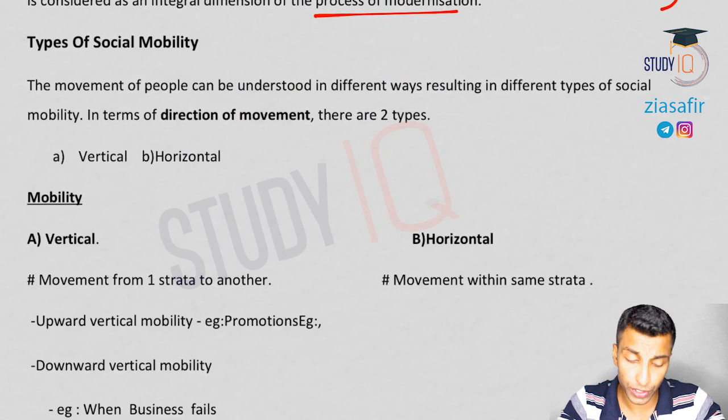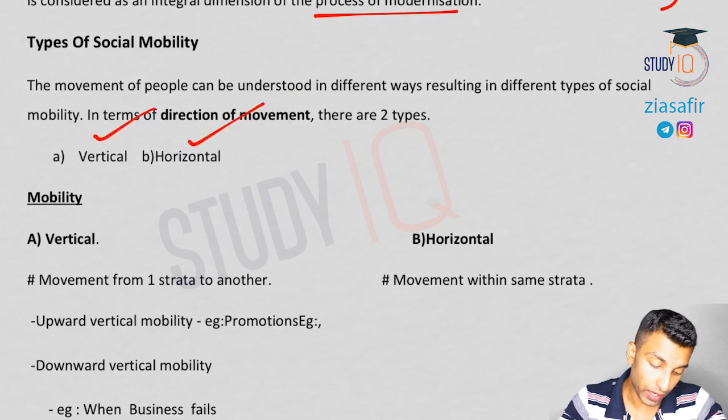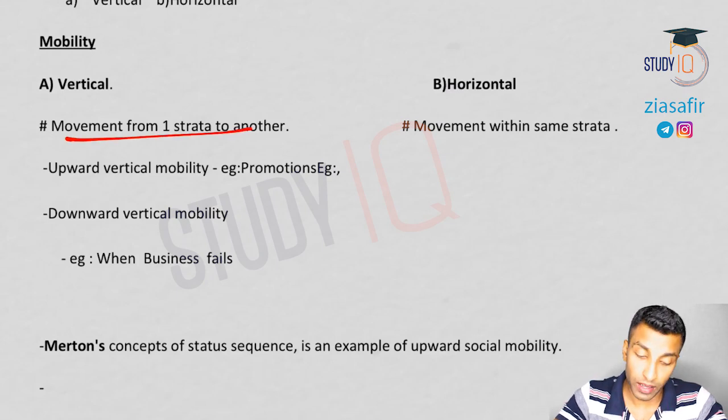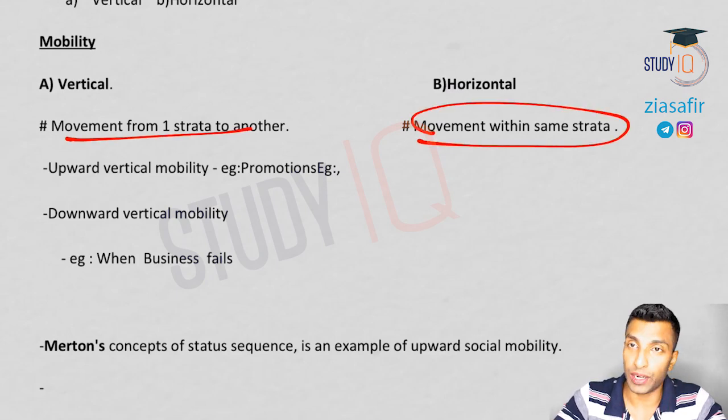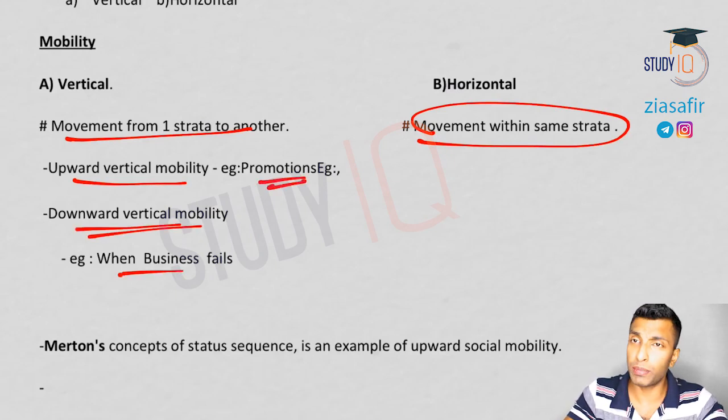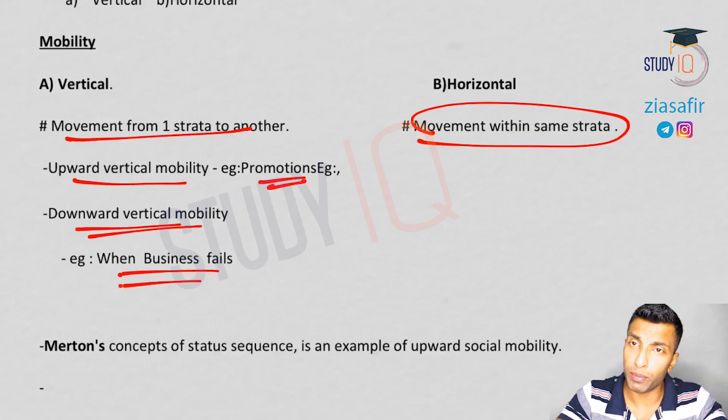Now, types of social mobility: horizontal and vertical. Vertical is movement from one strata to another. Horizontal is movement within the same strata. Upward vertical mobility, promotion is an example. Downward vertical mobility, business fail. You can write land reform in both cases.